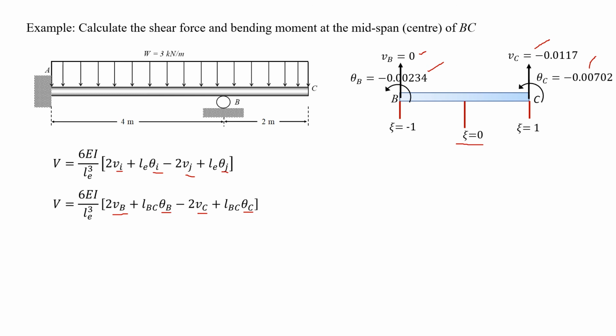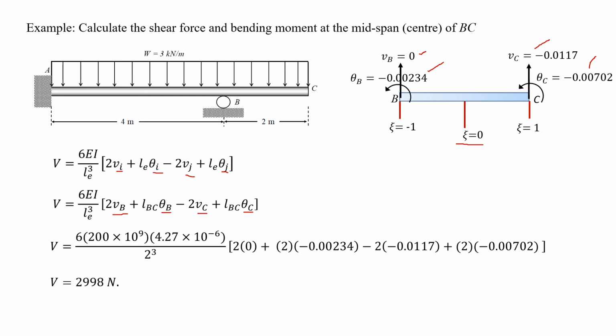In this case it's very straightforward. It does not involve natural coordinates, so it just depends on the degrees of freedom at the nodes that we have calculated before. By replacing all those values, we obtain our shear force at the midspan of BC equal to nearly 3000 Newton. Since this equation does not involve the natural coordinate, the shear force along BC is constant. The value will always be 3000 Newton along the member BC.